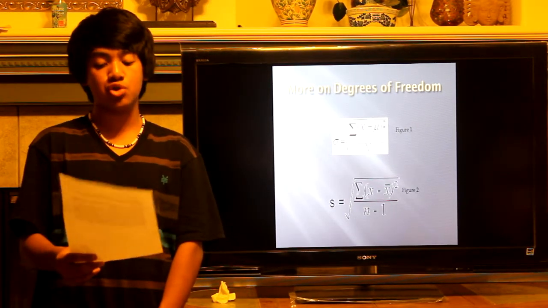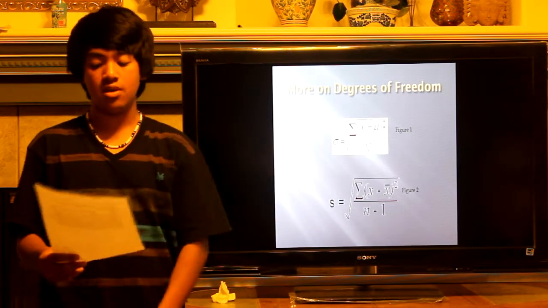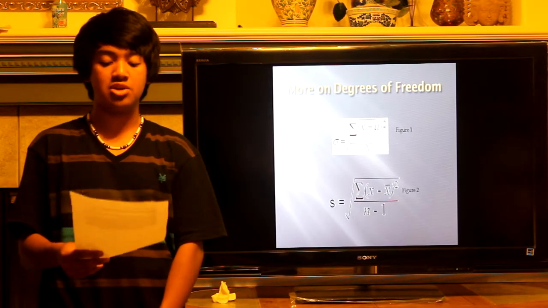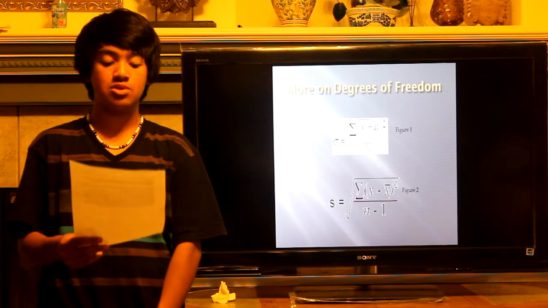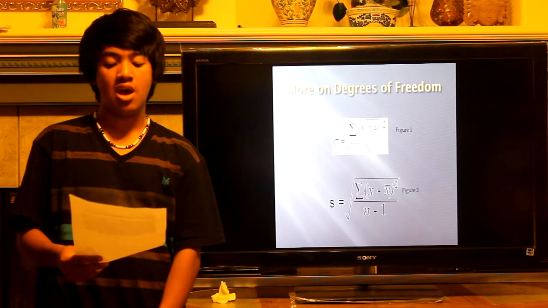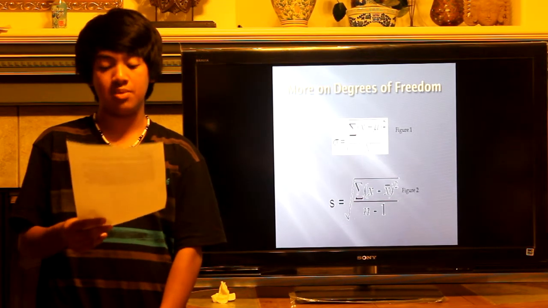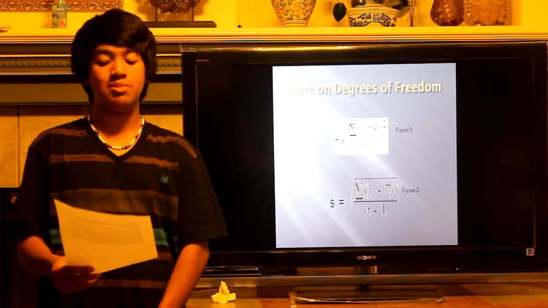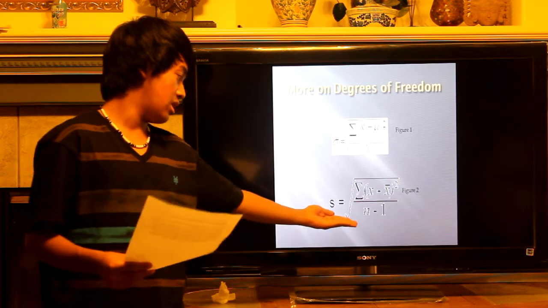The equation for the true population standard deviation is shown here in figure 1. The standard deviation is equal to the square root of the summation of each of the data points minus the population mean squared over n, which is the sample size. However, we do not know the population mean or the value of each datum in the population, so therefore we are forced to use the sample mean and the datum in the sample, which is shown here in figure 2.